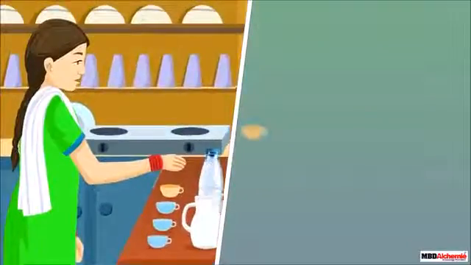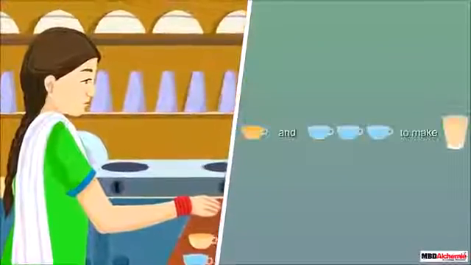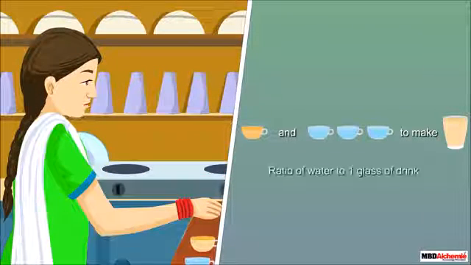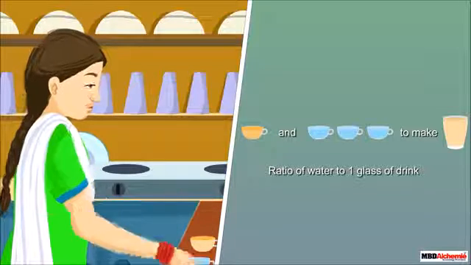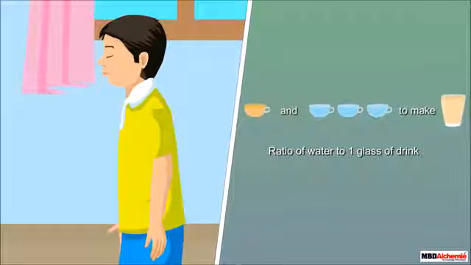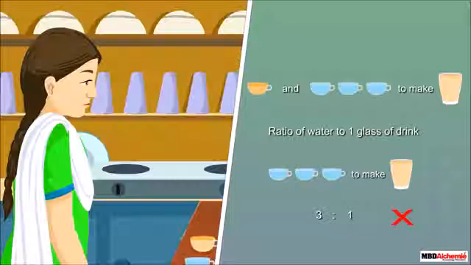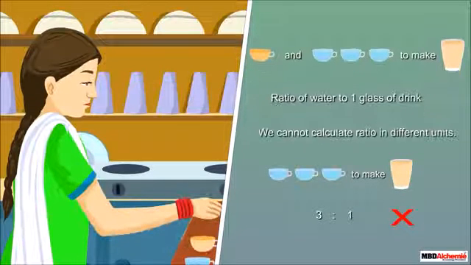We have used the squash and water in the ratio of 1:3. For this, can you write the ratio of water to 1 glass of drink made? I think it is 3:1. No, Vinay, we can't calculate ratio in different units.